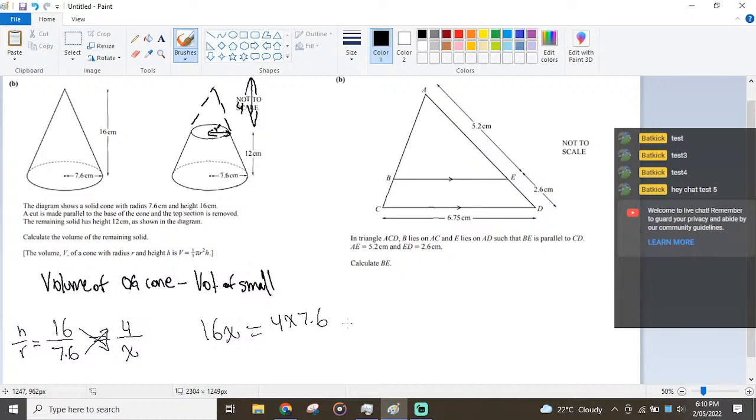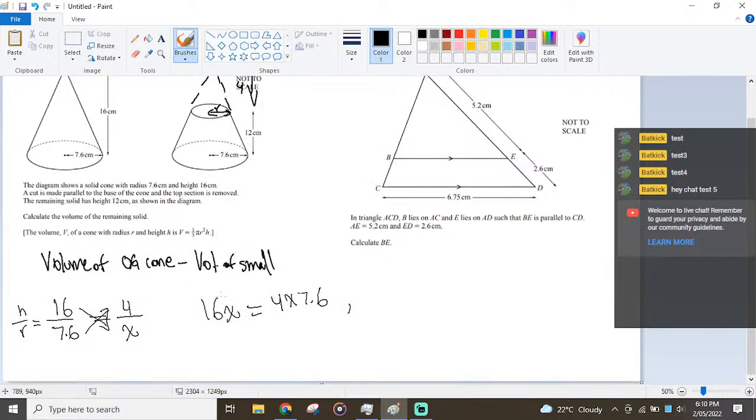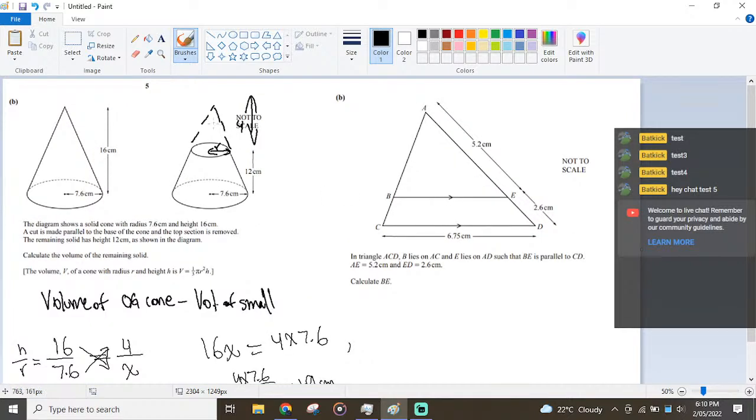I'm going to have to replace the batteries before my exam. Okay. That means x will be 4 times 7.6 over 16. The answer is 1.9. So the radius of the small cone is 1.9 centimeters.